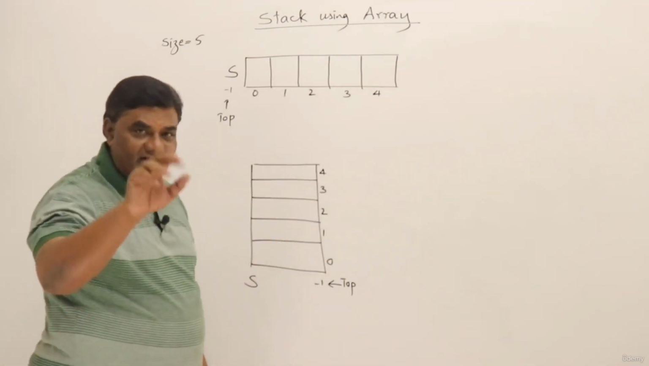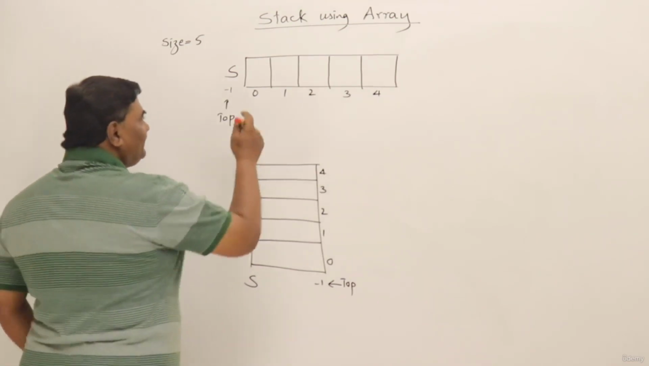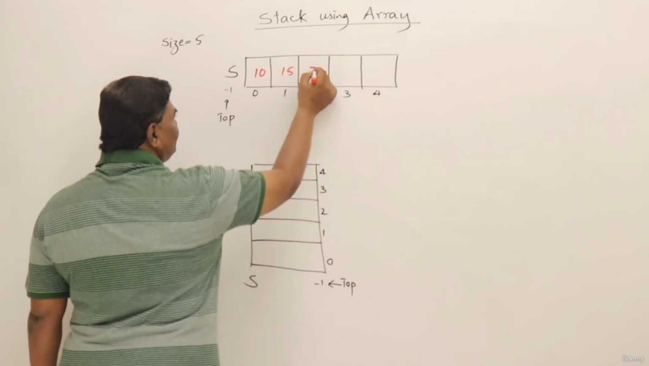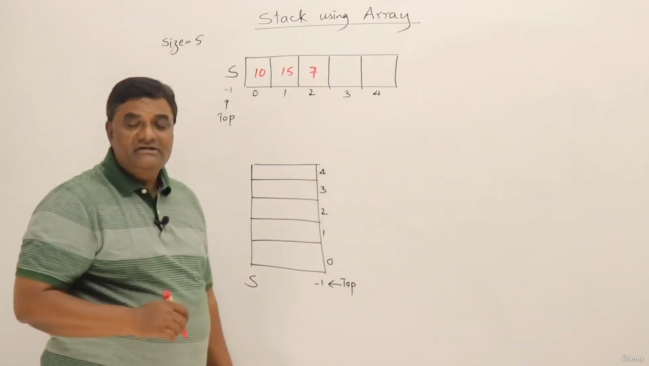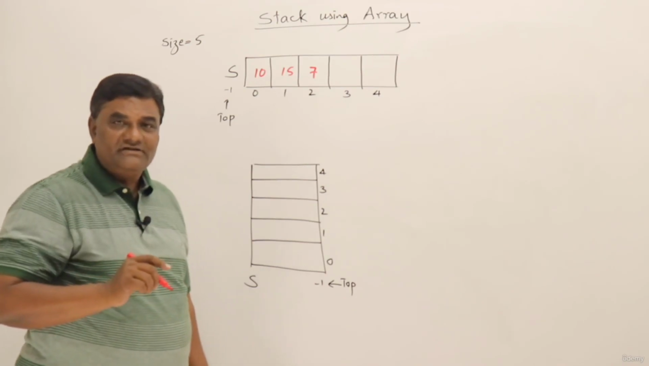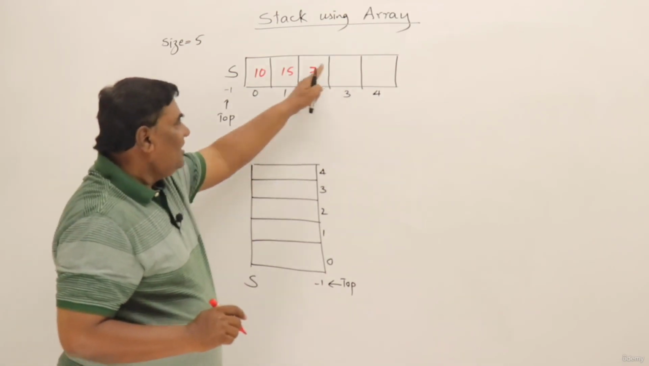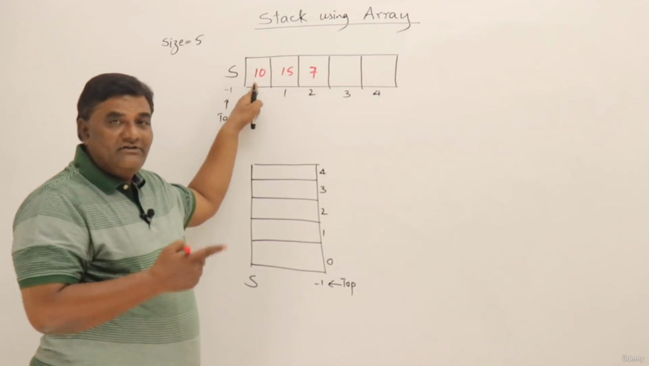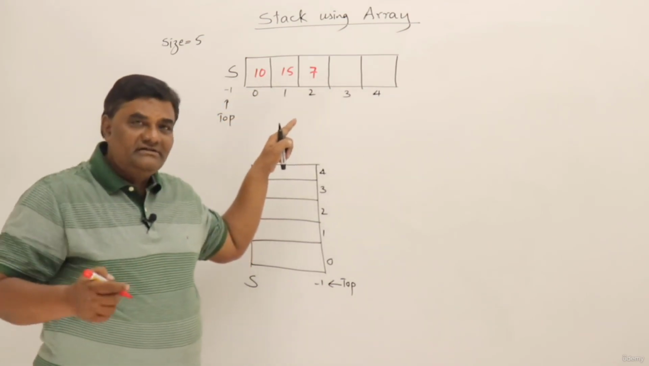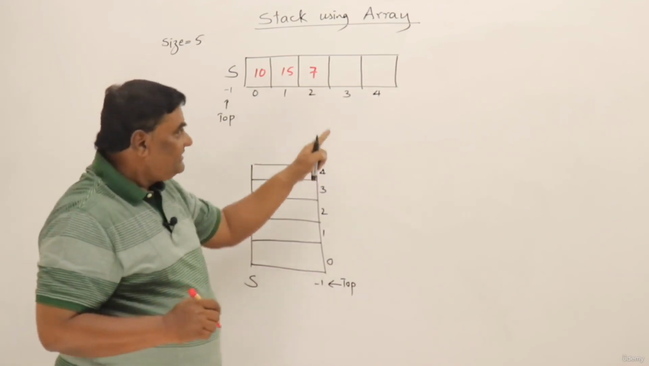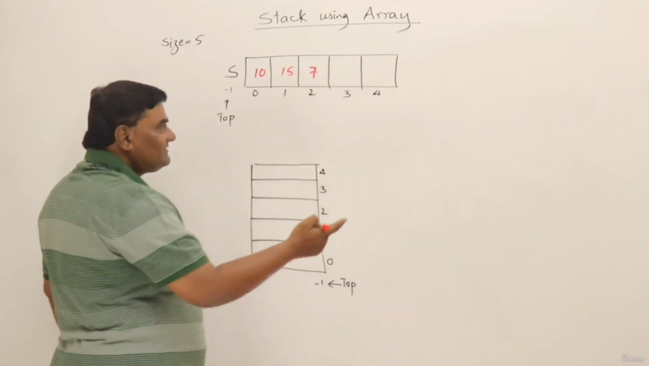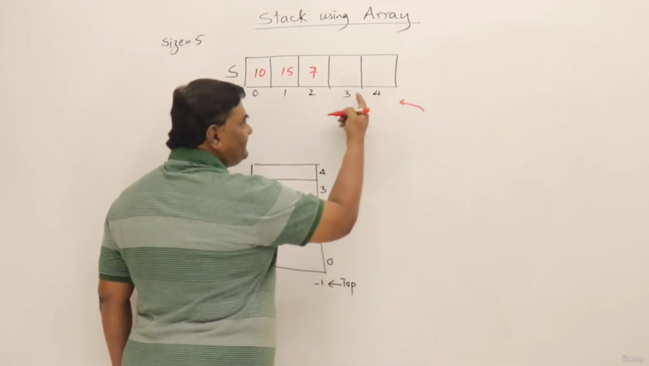So I will write few elements and show you. Suppose I have few elements 10, 15 and 7. Then I want to insert one more element, that is 20. Where I should insert next element? Here or here? If I am inserting here, means I should shift all these elements. If I want, I can insert. But which is better? Inserting this side is better. So we can say that this side, the insertion and deletion is done.